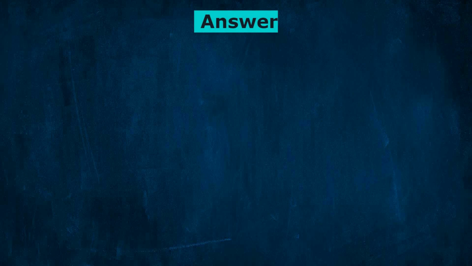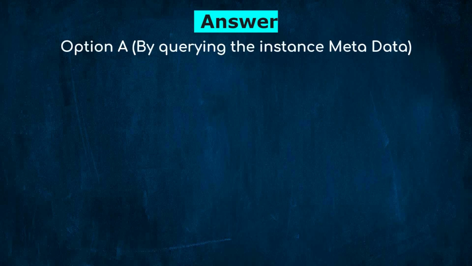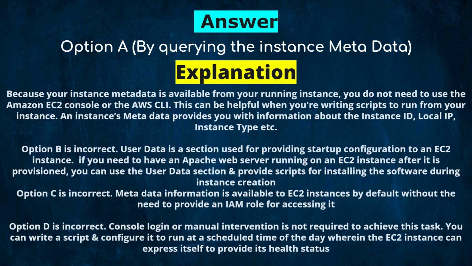And the correct answer is option A. By querying the instance metadata. Explanation. Because your instance metadata is available from your running instance, you do not need to use the Amazon EC2 console or the AWS CLI. This can be helpful when you're writing scripts to run from your instance. An instance's metadata provides you with information about the instance ID, local IP, instance type, etc.